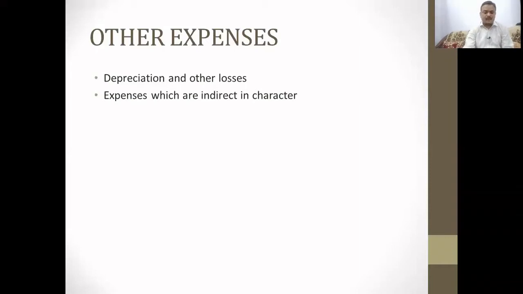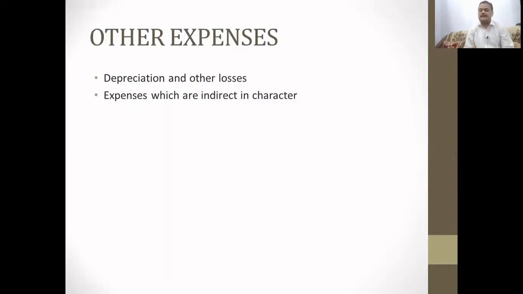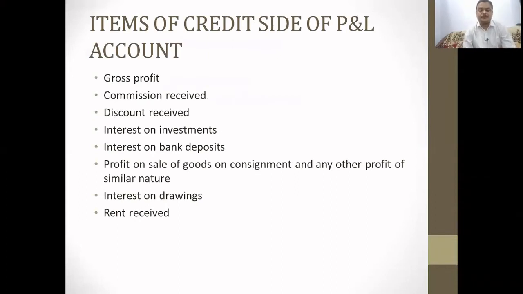Other expenses which are indirect in character are also shown on the debit side of the profit and loss account. Okay, now the items that are shown on the credit side of the profit and loss account. All types of incomes, all types of revenues that we generate in our organization will be shown on the credit side of the profit and loss account.